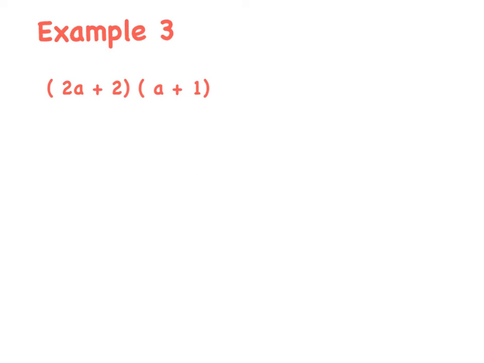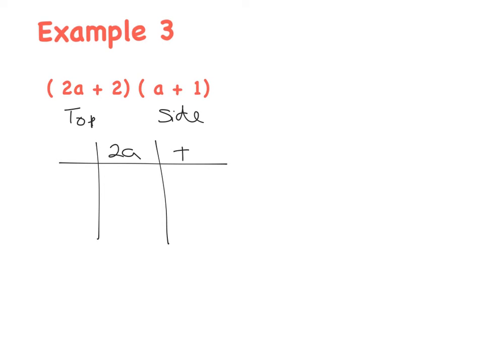Okay, we're going to deal with a little harder one here, in the sense that we're dealing with 2a plus 2 multiplied by a plus 1. So again, we'll go top and side and lay it out correctly. So along the top I have 2a, and in the second part I have plus 2. And along the side here I have an a plus 1.